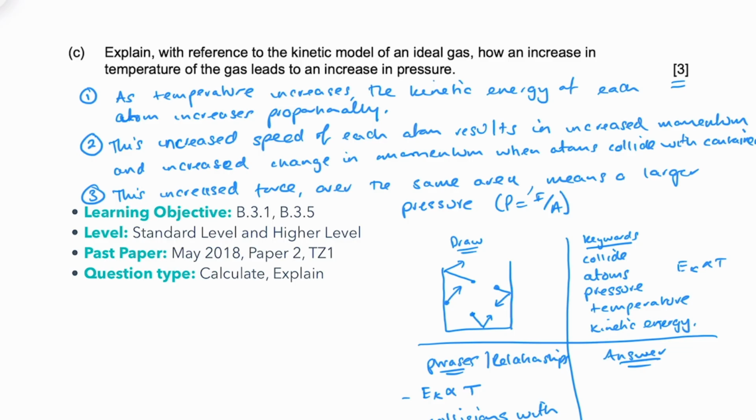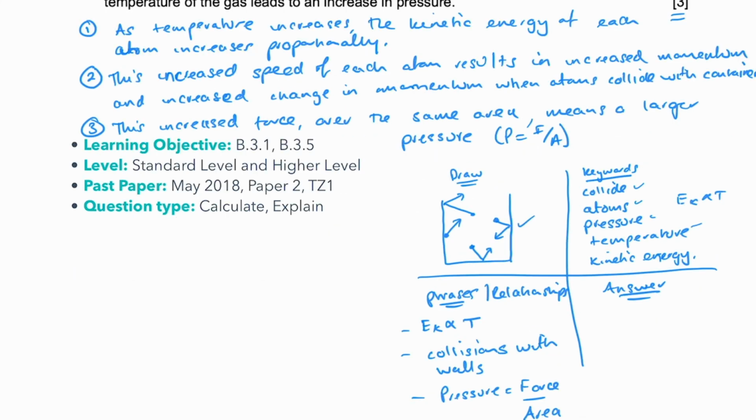Have we included everything in our quadrant? Okay, well, we've talked about atoms colliding with the walls. We've used the word collide. We've used atoms. We've used pressure. We've used temperature. We've used kinetic energy. We've used this relationship here with collisions with walls, and we've used that. This is perfect. The perfect answer.